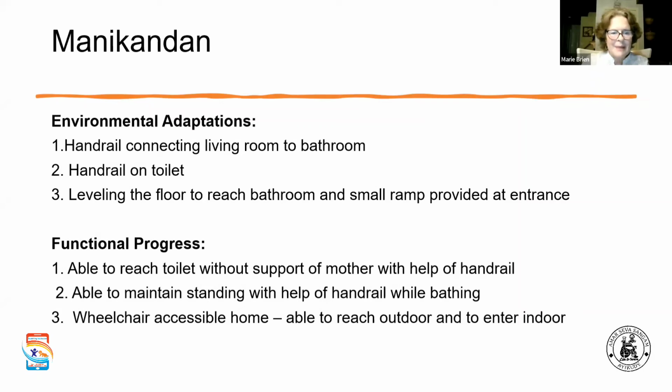So this level of independence in toileting has really improved. He's able to maintain standing with the help of the handrail while bathing. Again, level of independence in bathing has gone up. And we're thinking, he's a young man, 16 years old. This is great that he's now independent for these skills. And now he has a wheelchair accessible home. He's able to reach outdoors and to enter indoors. He's got the freedom of movement in and out because of the home being made accessible.